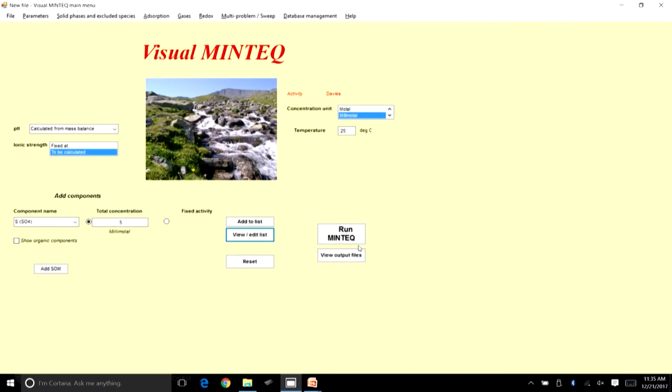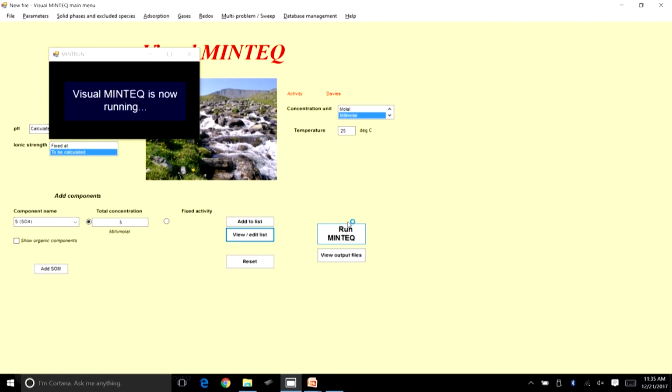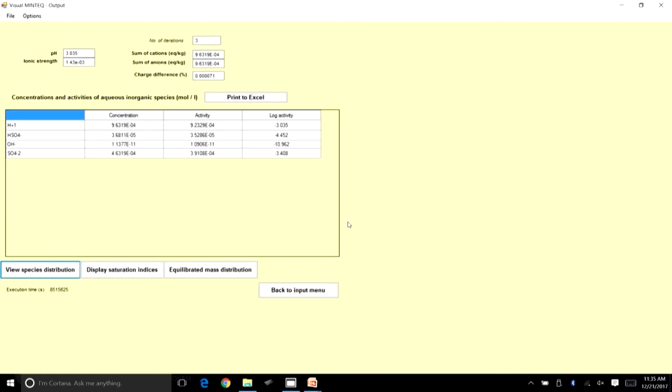And I am going to go back to the main menu and run VMINTEQ, and I see that now again the balance comes out to be right. So the pH is again around 3.035. So how much acid do I need to put in if it is H2SO4? I only need to put in 0.5 millimole, right. So how do I know that?